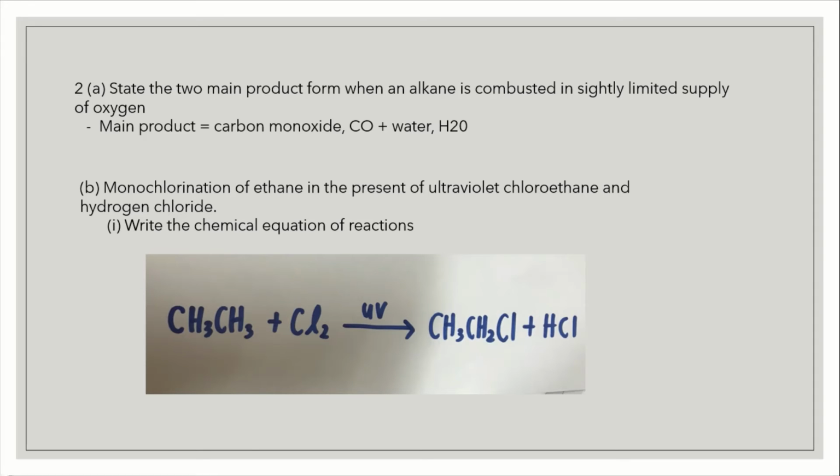Okay, question 2b. Monochlorination of ethane in the presence of ultraviolet light produces chloroethane and hydrogen chloride. So the first question, we are required to come up with the chemical equation of the reaction. When we talk about alkane, we know one of the common reactions that alkane will go through is definitely free radical substitution. So this is supposed to be our chemical equation for the given statement. That will be our ethane as well as our chlorine in the presence of UV, and our products.